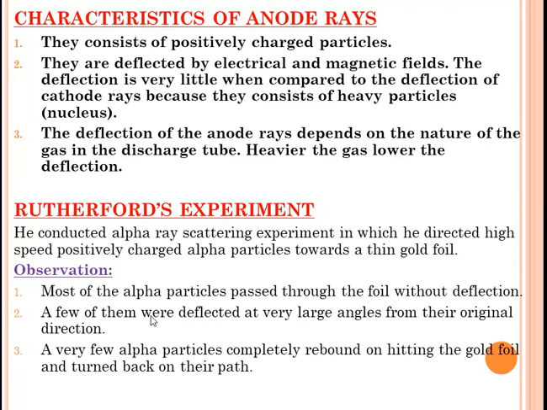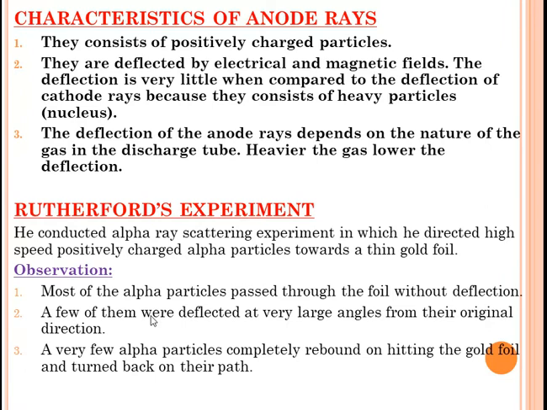After that, we have read about Rutherford's atomic model, or Rutherford's alpha ray scattering experiment. In that, he used alpha rays, whose speed is very high, and he used a thin gold foil. When he conducted the experiment, what did he observe? What was the observation?